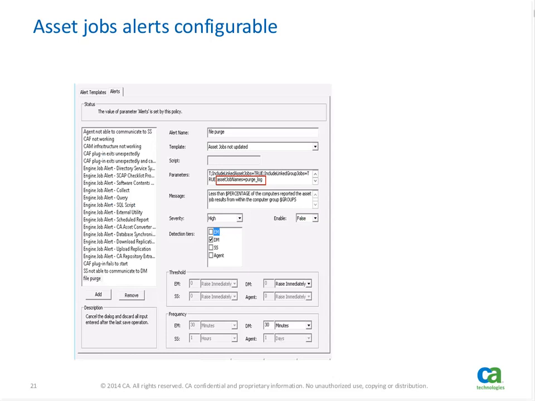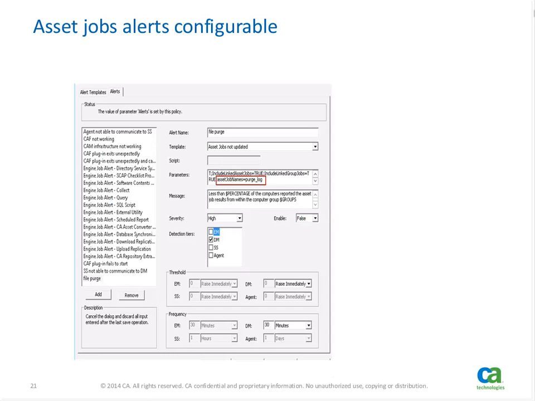So here's a screenshot basically of where you would configure. In this case, I made another custom job, file purge. So I would detect low disk space, and I would take an action of purging the disk. So I would have more disk space.